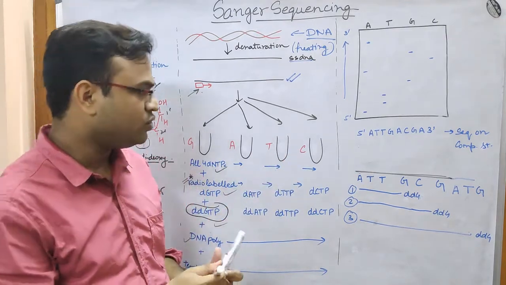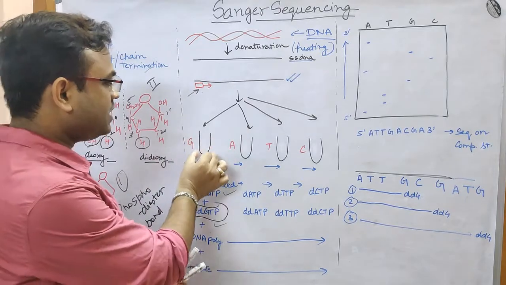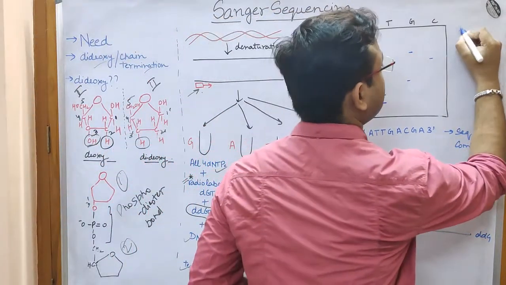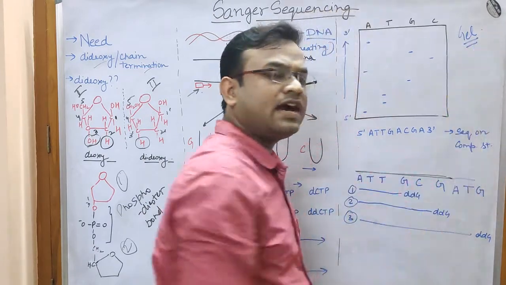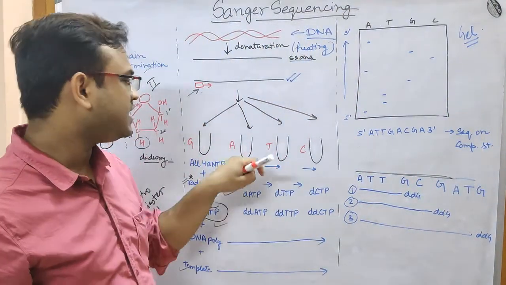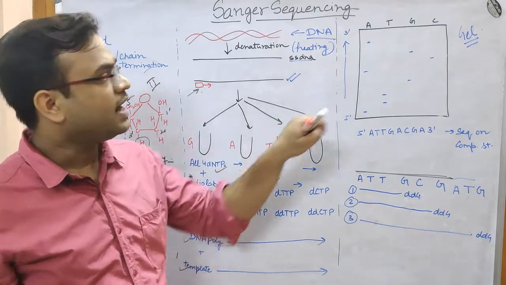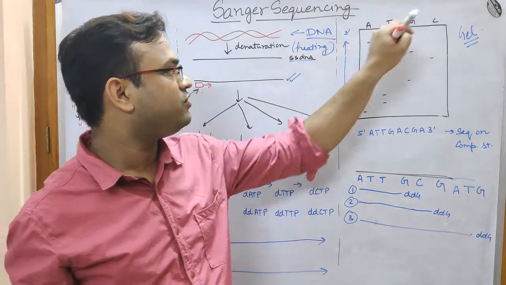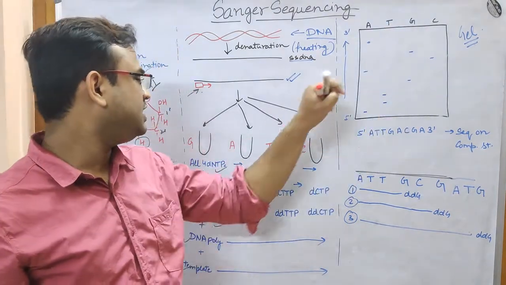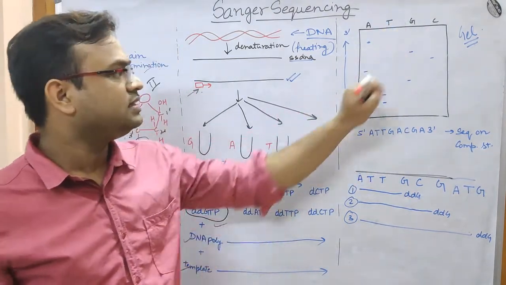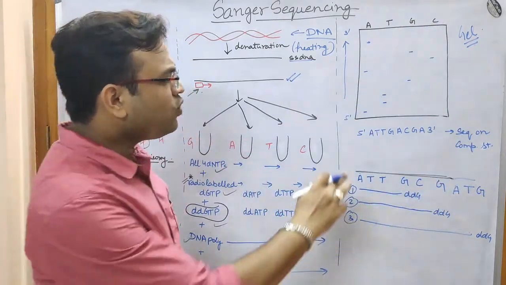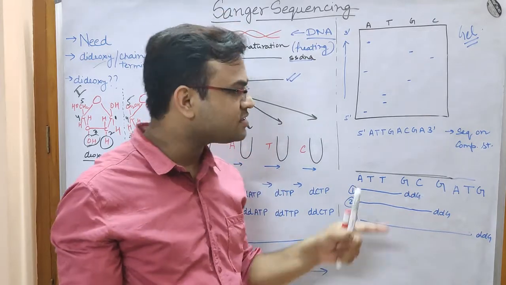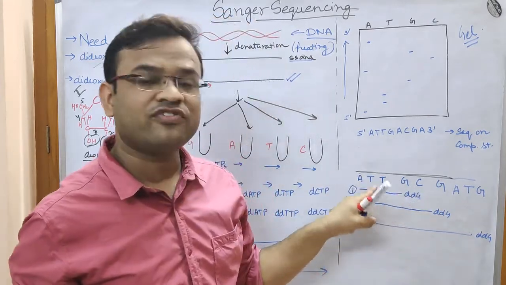Now what do you do? You just take the entire contents of these tubes and run a gel. You run an agarose gel. Suppose this is the tube A, and you run the components of tube A in this lane, the components of tube T in this lane, tube G in this lane, and tube C in this lane. Okay, so you would get different bands. Why would you get different bands? Because you have different fragments.